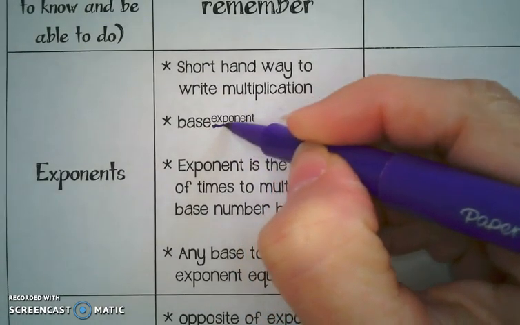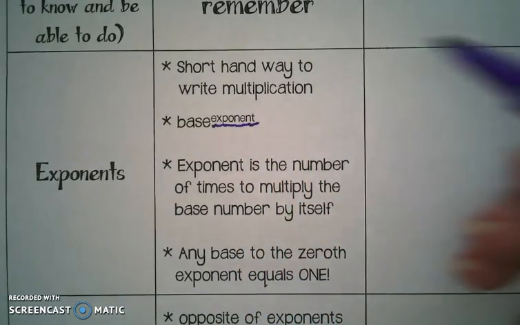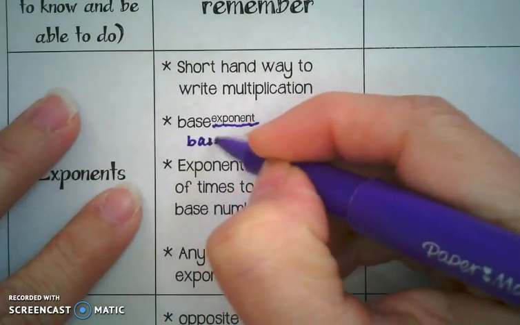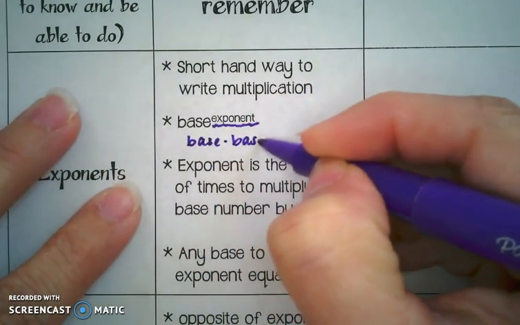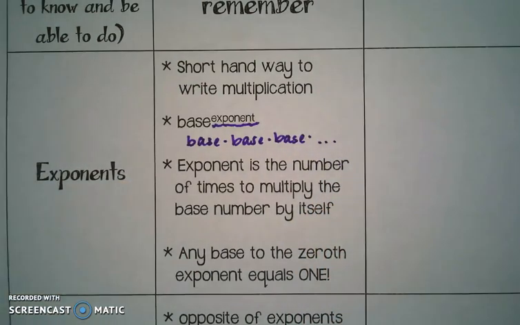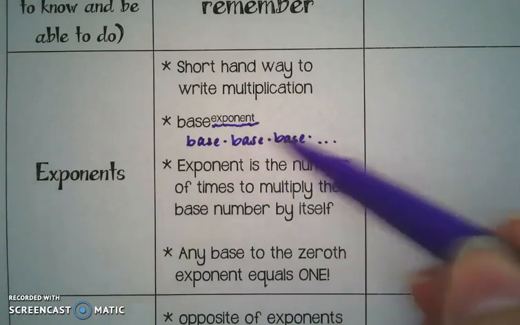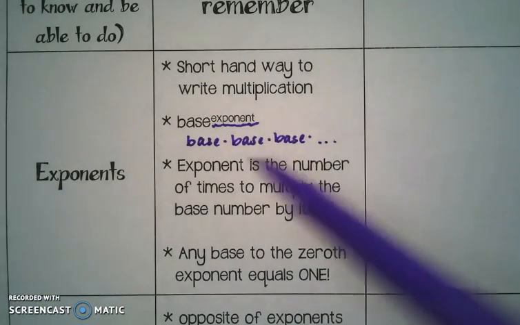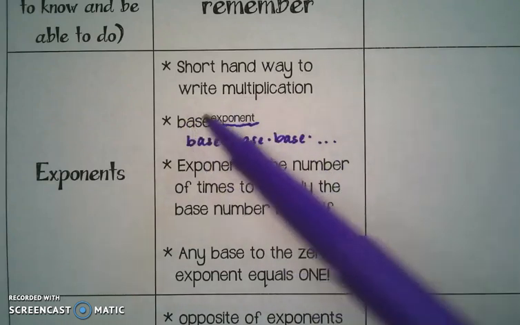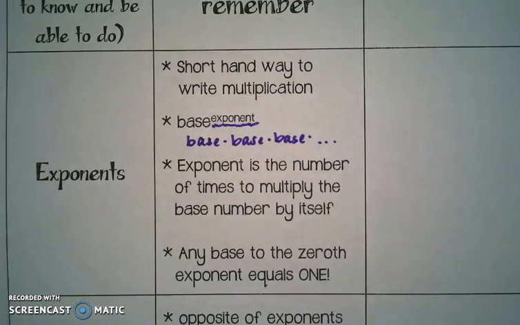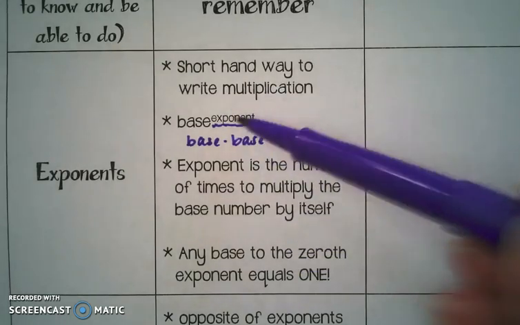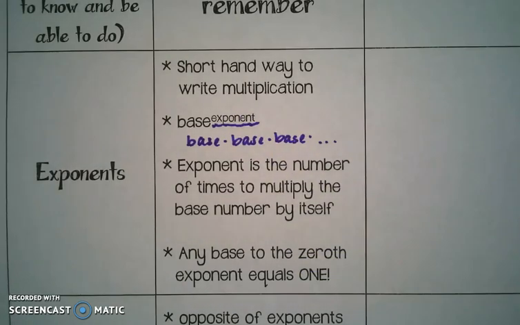So this right here is going to tell you to multiply the base. So it's going to be base times base times base, dot, dot, dot. So this exponent is going to tell you how many times you're going to multiply the base by itself. We never multiply the base and the exponent together, ever. And then anything that has a 0 as the exponent equals 1.